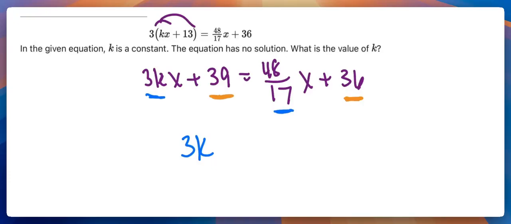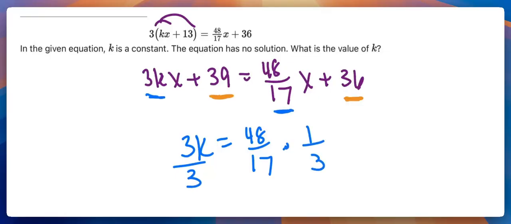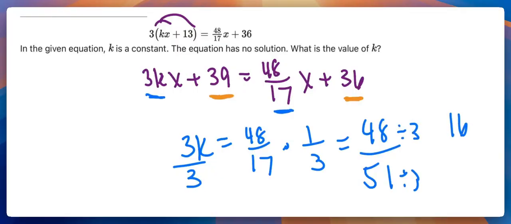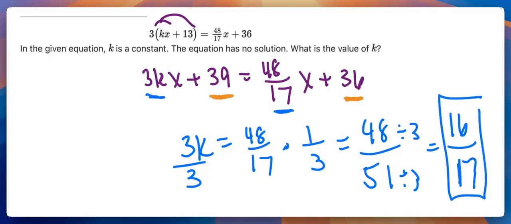So we just have to choose a k value where 3k will be equal to 48 over 17. So we'll divide by 3, which is the same as multiplying by 1/3, and we get 48 over 51. We can divide these both by 3 to simplify, and you get 16 over 17. Okay, so that's the answer to that one.